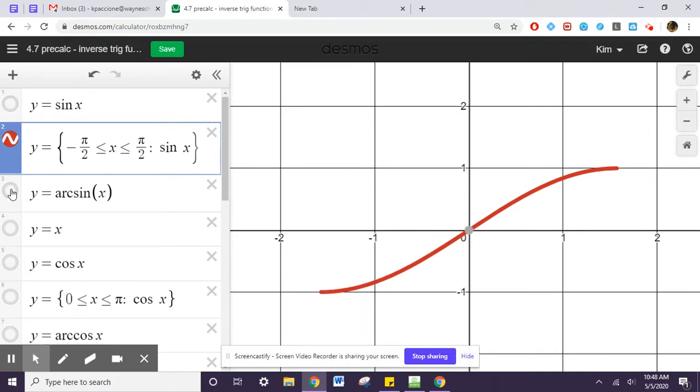And here comes the graph of arc sine, or inverse sine. And as you can see, they are indeed reflections of each other over the line y equals x. They're very close together in this region, so it's kind of hard to draw. That's why I went over to Desmos instead of trying to draw it by hand for you.